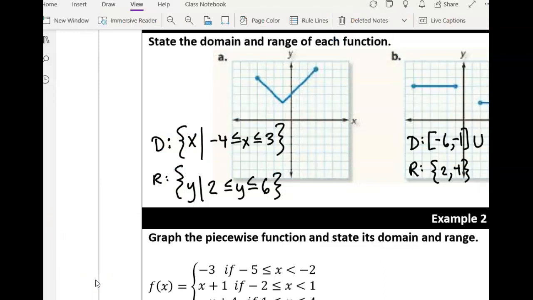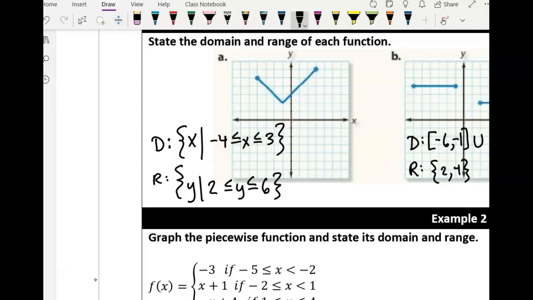I've written the domain and range for these in a couple of different ways. As an inequality, you might sometimes see it written this way, with this bracket. This x is just saying, hey, my x values, and we put a little line there, and you then write it in inequality notation. So again, if we go to c, x can be equal to -4, and it goes all the way to 3. Okay, and the same thing for the range.